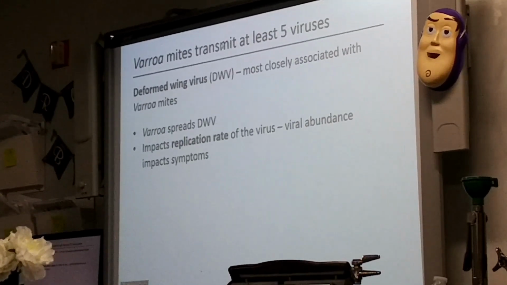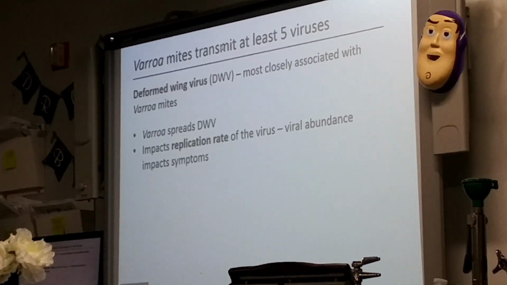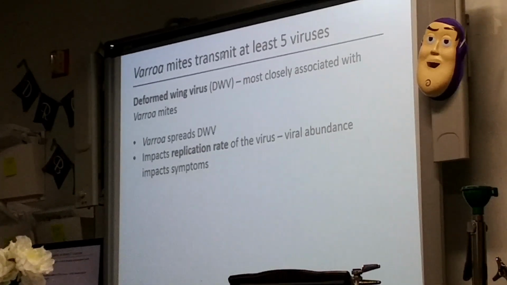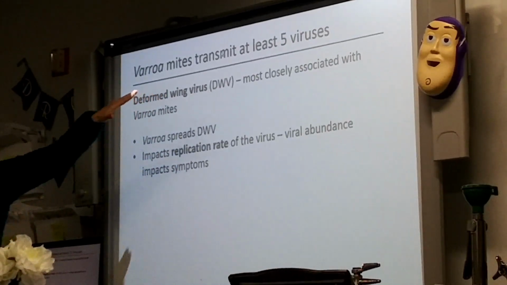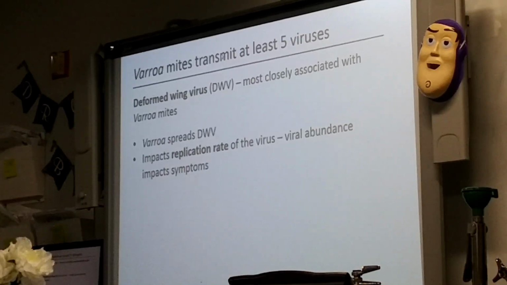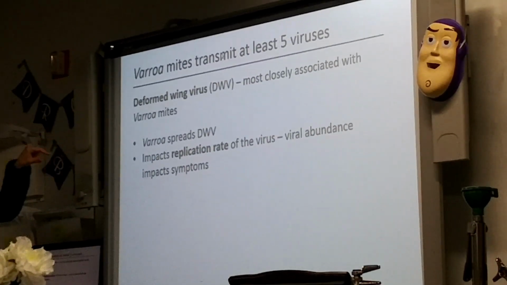Varroa mites are pretty substantial contributors to viral transmission, but that's not the only thing that they seem to be good at in terms of this interaction with viruses. So I'll go into some detail here. Varroa mites are known to transmit at least 5 different viruses. So they're moving a lot of viruses around from bee to bee. Deformed wing virus is probably the most iconic virus associated with Varroa mite.